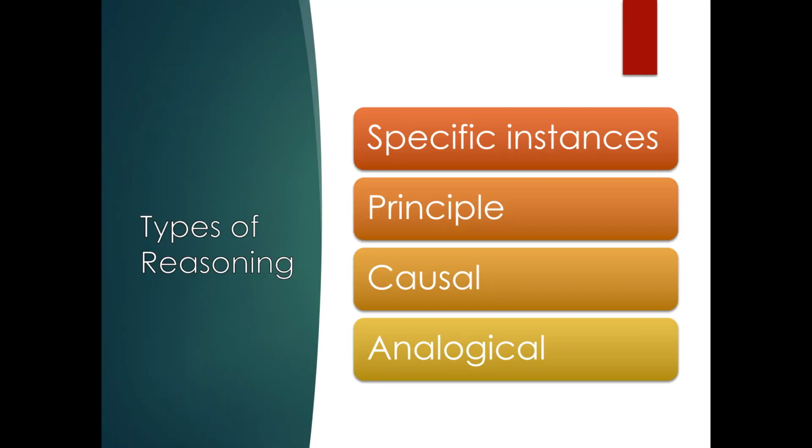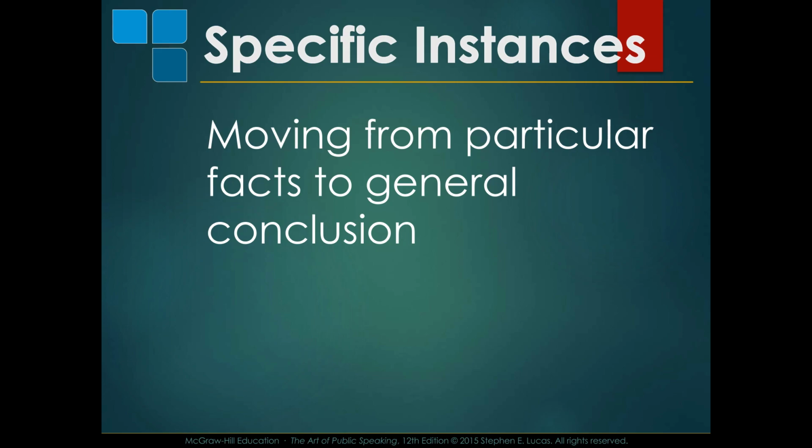Okay, we're going to look at specific types of reasoning. There are 4 of them we're going to focus on right now. Reasoning from specific instance, reasoning from principle, causal reasoning, and analogical reasoning. And each of these uses evidence and other forms of reasoning in different patterns, and it kind of depends on what kind of information you have to decide which one is the one that's going to be best for you to use. So we'll start with specific instances. That's moving from particular facts to general conclusions.